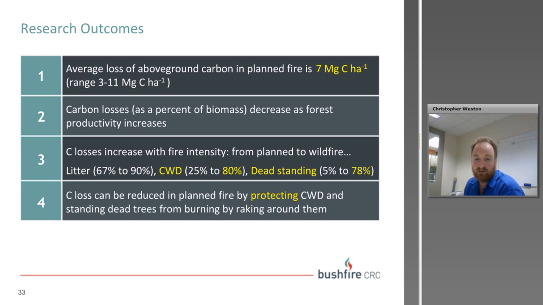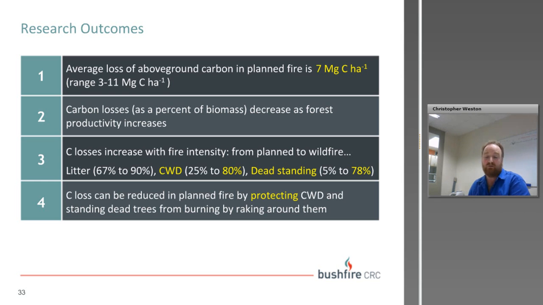And dead standing trees also become far more a source of carbon loss as fire intensity increases from planned burn situations through to the typically very intense fire conditions of wildfires.